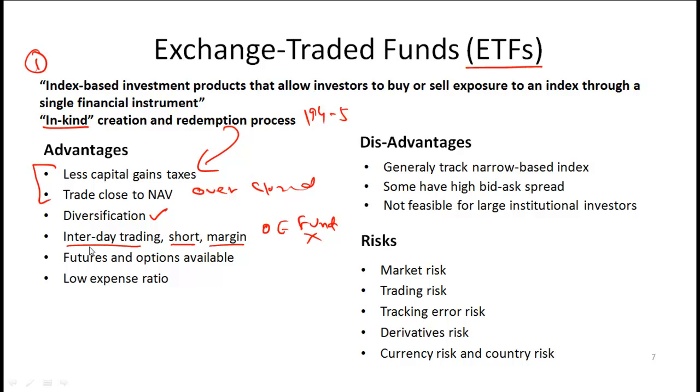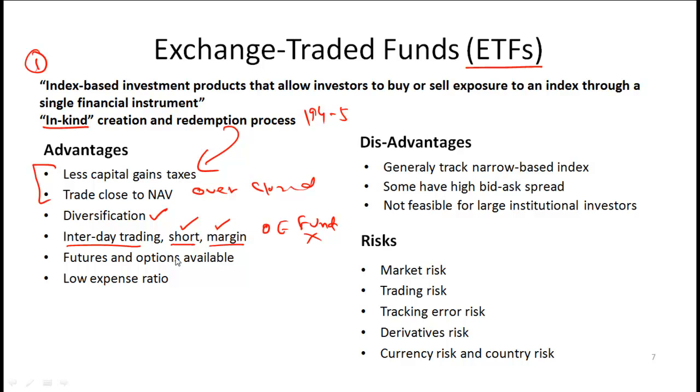closed-end funds you are allowed to do intraday trading. So as you notice, exchange traded funds have some of the benefits of both open-end funds and closed-end funds. Another point is that ETFs can be shorted, and you can buy them on margin and so on. So essentially the shares can be treated like any regular shares on the market.